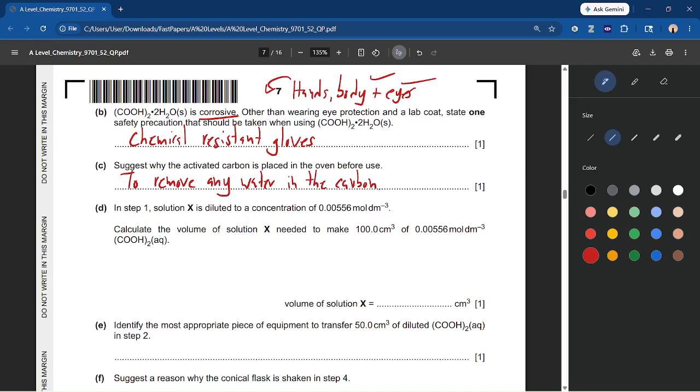All right, in step 1, solution X is diluted to a concentration of 0.00556 mole per dm cube. Calculate the volume of solution X needed to make 100 cm cube of 0.00556 mole per dm cube COOH2 waste. So, just a very simple molar calculation for this. We need to figure out the volume of solution X needed to make 100 cm cube of 0.00556 mole per dm cube.